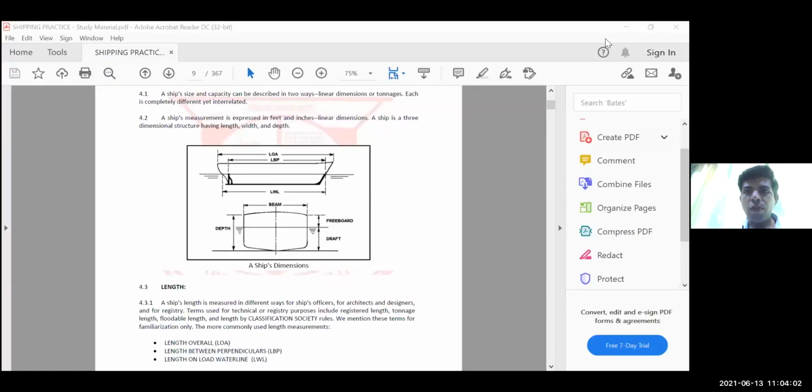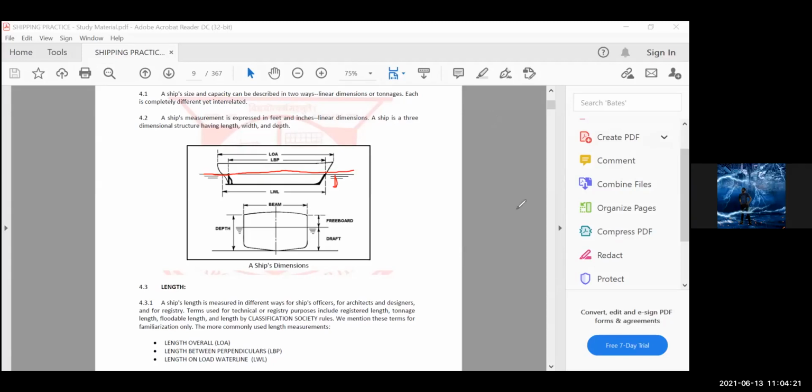So we were talking about the draft of a vessel, gentlemen. The part of a ship's hull which is submerged underwater is called the draft. Okay. Understand, gentlemen? Yes, sir.